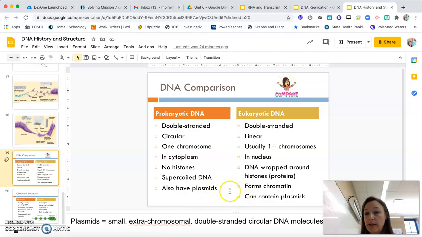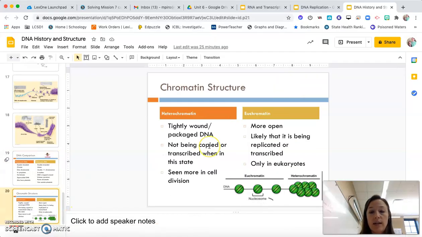And then another similarity is that we both have plasmids. So that's another way that they're alike. So those are some similarities and differences, some compare and some contrast. And the last one is I can differentiate between euchromatin and heterochromatin.